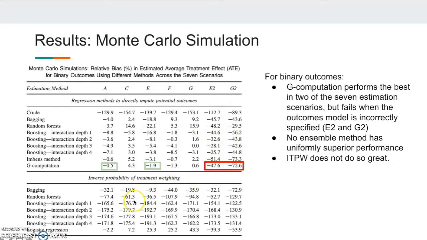And then we look at the bottom here again at the IPTW, and nothing does great. There's a lot of big values down here. So again, maybe not as great as the regression methods.